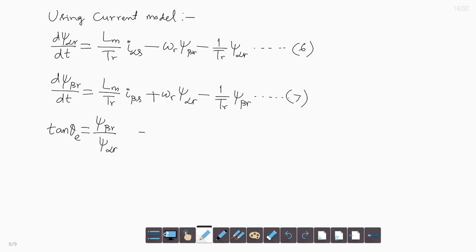So, this implies omega e, that is d theta e by dt, is obtained as psi alpha r into psi beta r dot minus psi beta r into psi alpha r dot whole divided by psi r square. This is equation number 8.